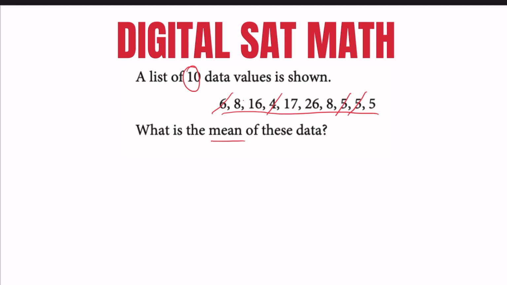20 and 28, 38, 44, and let's add that 44 to 6, 50, 70. We have 7 in here. We have 70, 80, 87, 95, 100. The sum is 100. 100 divided by 10.